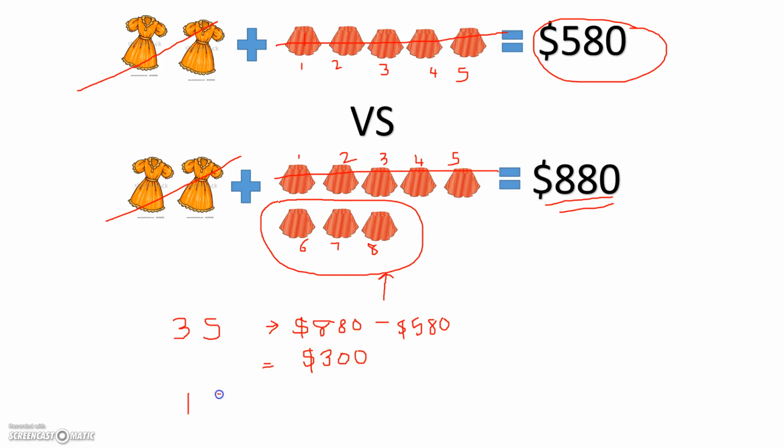So the question is asking for only 1 skirt. So if you know 3 skirts is 300, 1 skirt, what do you need to do? 300, divide them by 3. It gives you 100 as your answer. Okay.